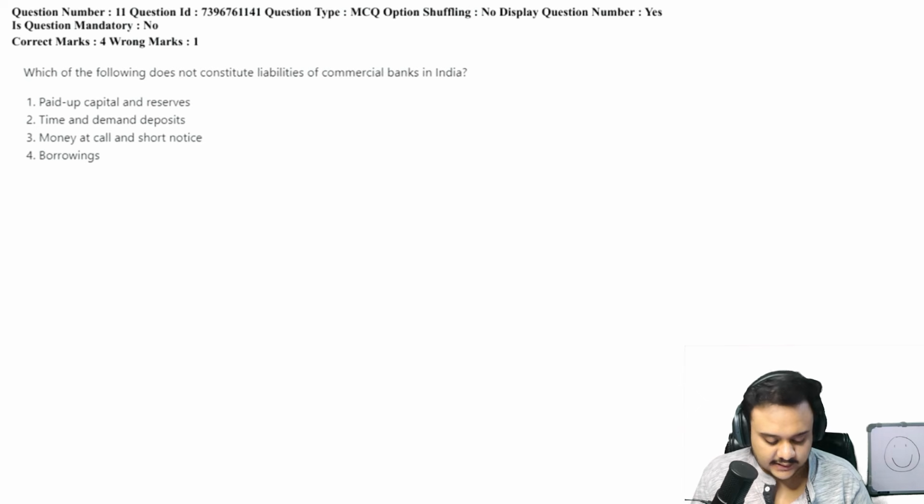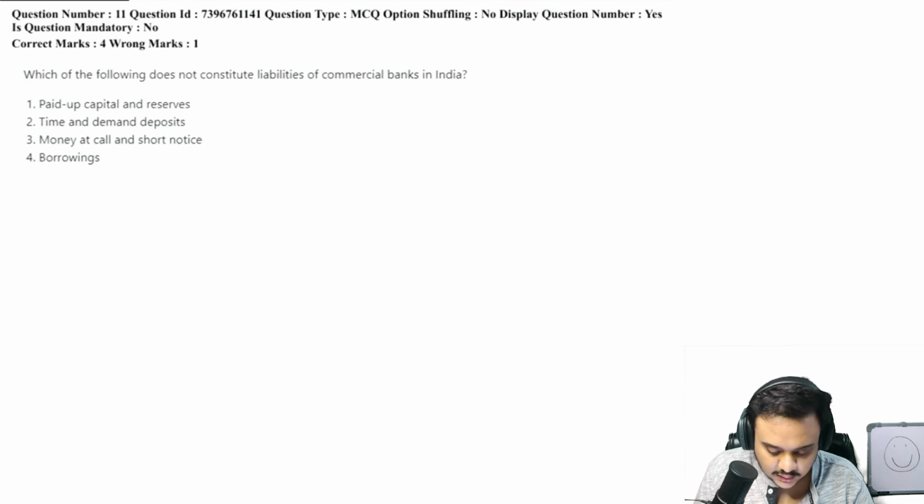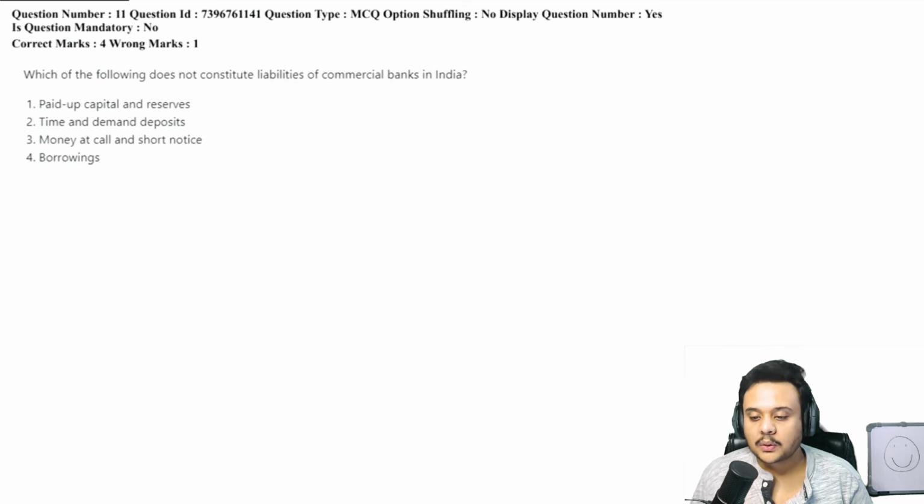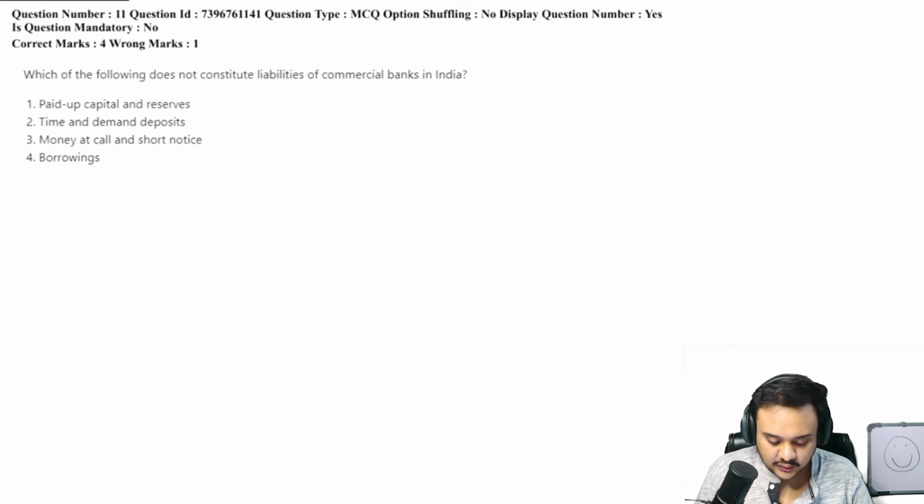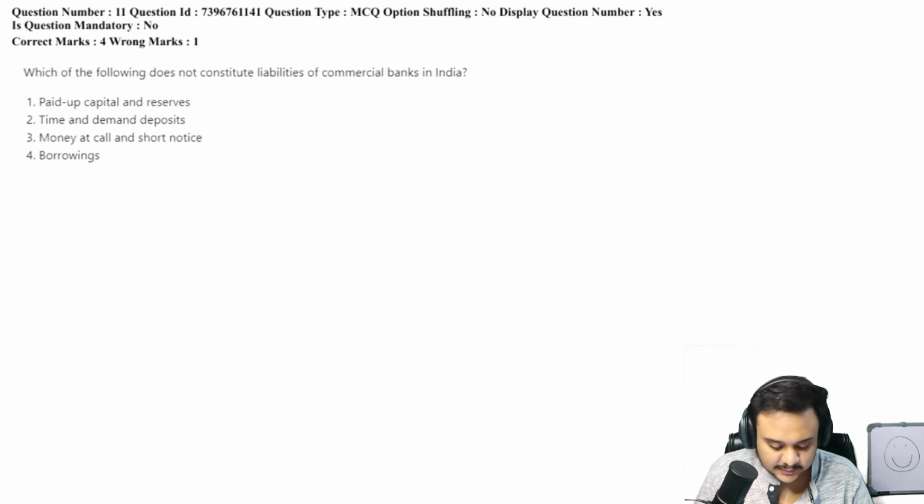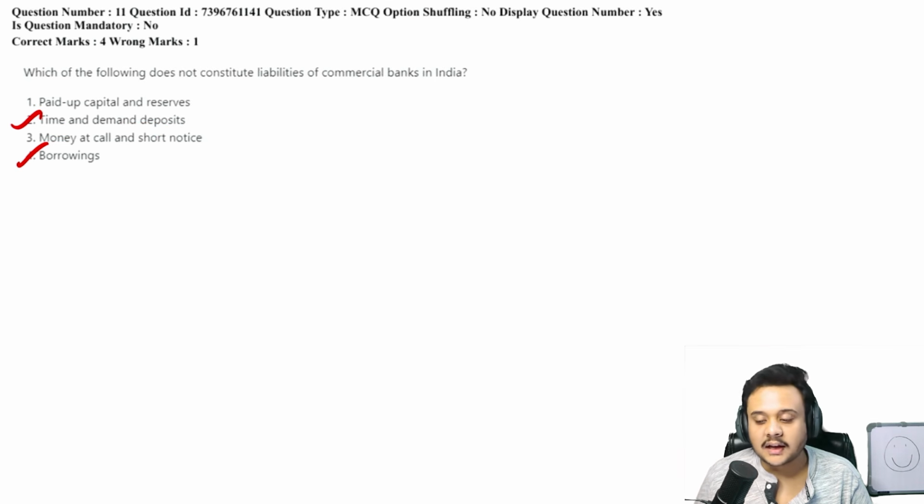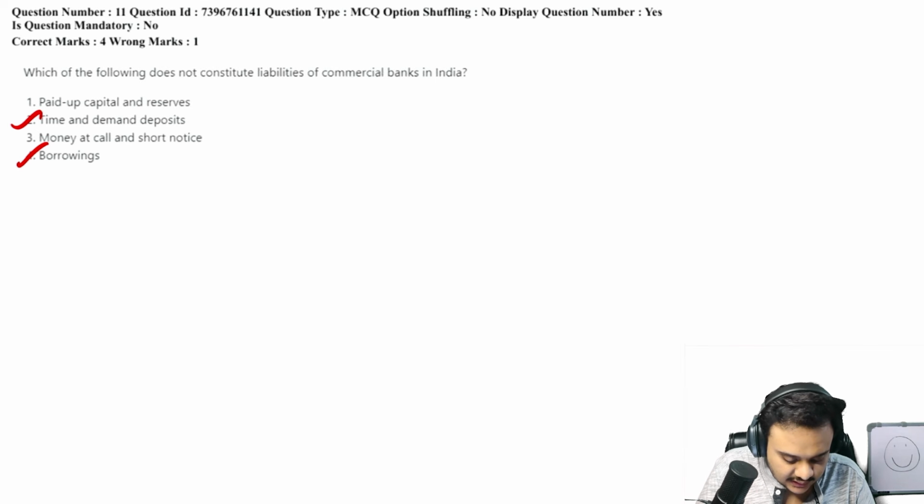The 11th one says that which of the following does not constitute liabilities of commercial banks in India. We are not talking about liabilities of the consumer but of a commercial bank. So from the perspective of a bank, you can obviously say that borrowing is a liability, time and demand deposits is a liability, because what is the time and demand deposits? It is just the money that the consumer has kept with the bank, which the bank will eventually have to repay whenever the consumer demands it, right? So what about the paid up capital and reserves? This is again a liability.